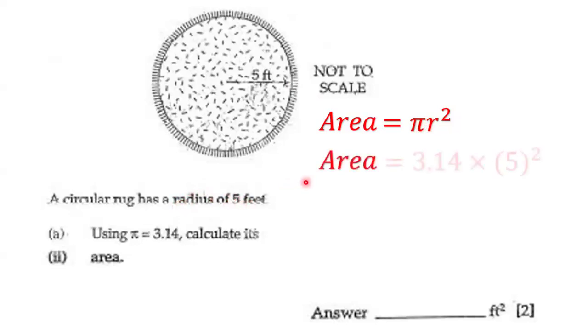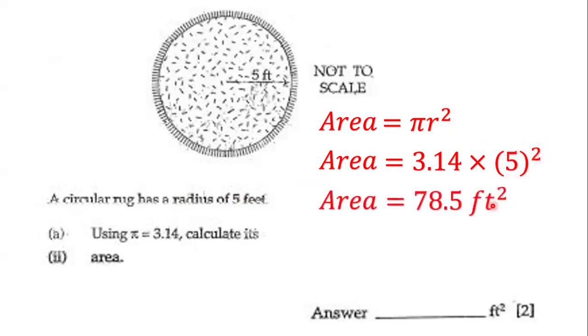And so we have pi, which is 3.14, multiplied by the radius squared. The radius is 5, so it's going to be 5 squared. So we have 3.14 multiplied by 5 squared, and 5 squared is simply 25. So we have 25 multiplied by 3.14, which gives us 78.5 feet squared. And that's going to be our answer, 78.5 feet squared.